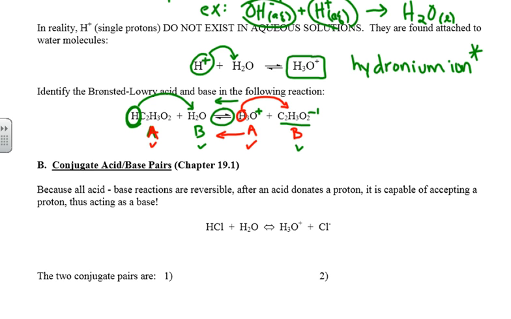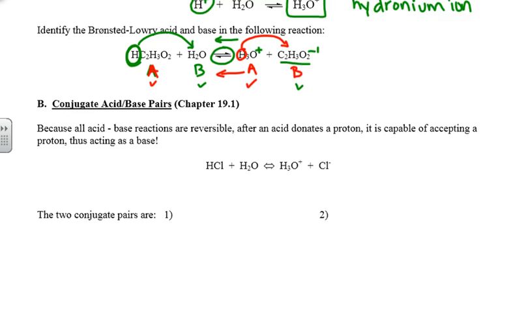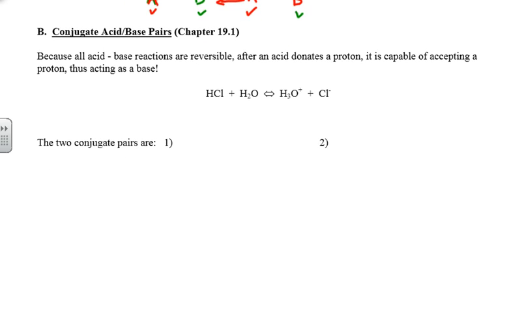All right, but now we're going to shift the way we look at these acid-base pairs. You're going to have to identify who's the Brønsted-Lowry acid and base in these equations, but then we're going to look at them a little bit differently. We're going to study what it means to be a conjugate acid-base pair. So we're moving on to part B of this notes section. And this first sentence is kind of what we just talked about. Because all acid-base reactions are reversible, after an acid donates a proton, it is capable of accepting a proton, thus acting as a base. So let's look at this process similar to the acetic acid one we saw up above.